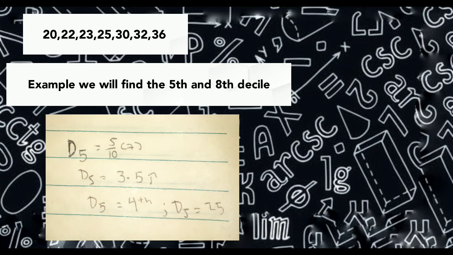So 5 over 10 multiplied by 7 is equal to 3.5. And then we need to round up to get the fifth decile. So 3.5 will become 4, and our d sub 5 is equal to the fourth term. And our fourth term in the dataset is 25. Therefore, our d sub 5 is equal to 25.